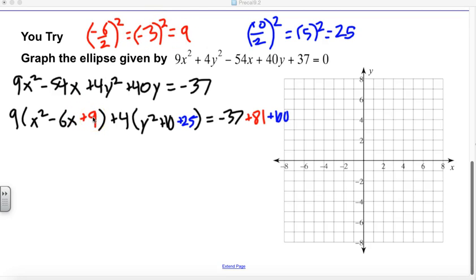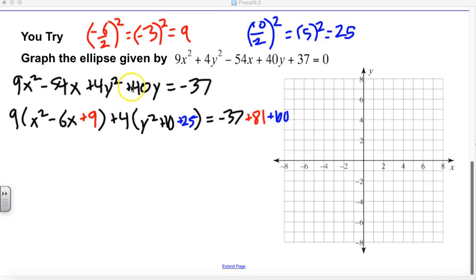Now again, be aware that when you take out a GCF like we did right here, you really aren't adding this number. You're adding that GCF times that number. So we really are adding 9 times 9, which is 81. So on the right side, I need to add 81. Okay, then do the same thing for the y's.